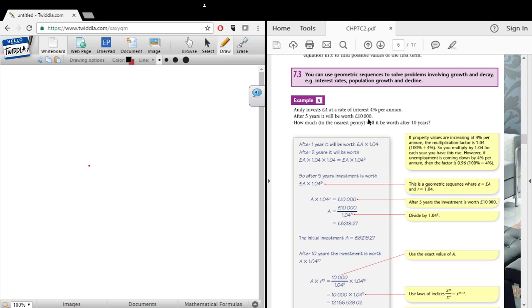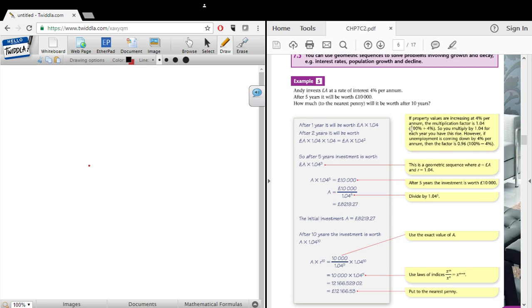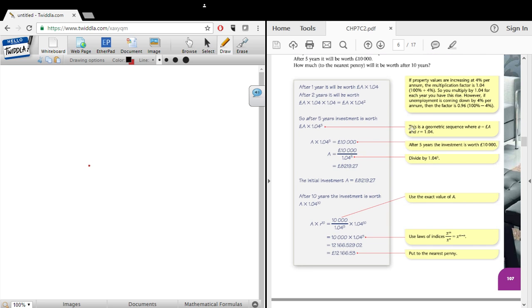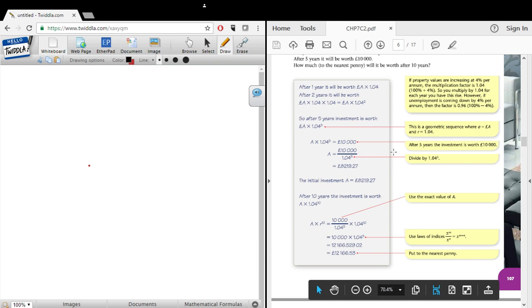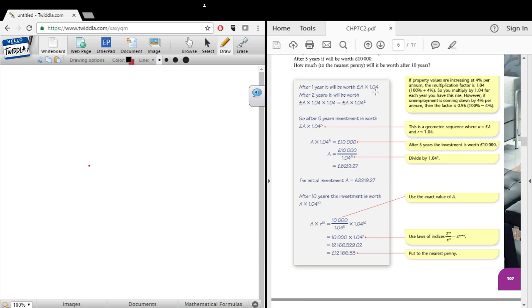Again, after 5 years, it will be worth 10,000. So you know how much Andy has in the bank. To the nearest penny, how much will it be worth after 10 years? So this is running you through an appreciation of how to work out this question. After 1 year, it will be A multiplied by 1.04.